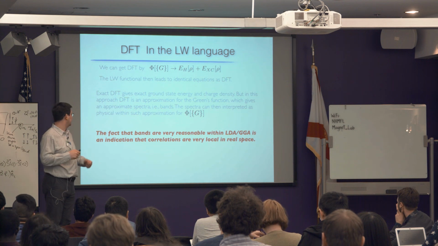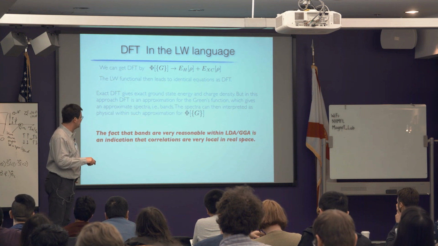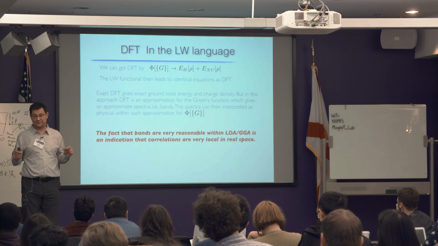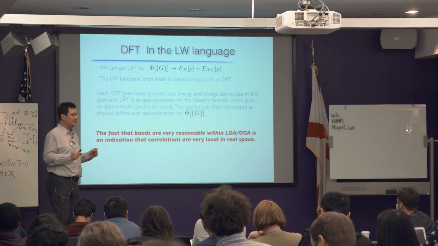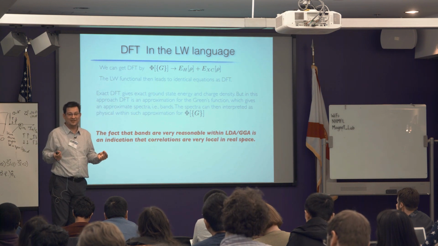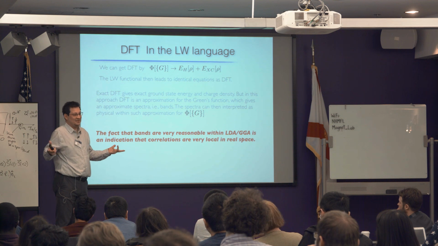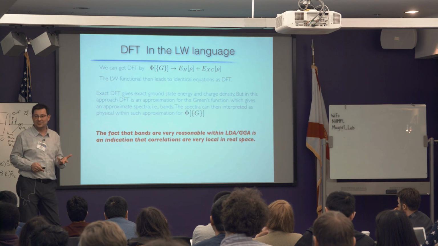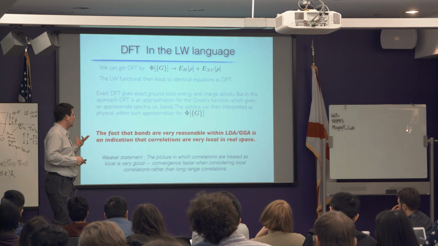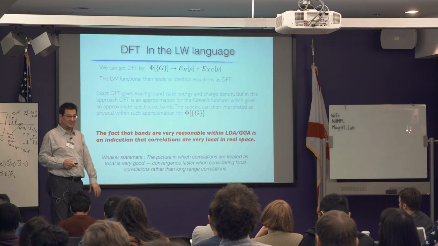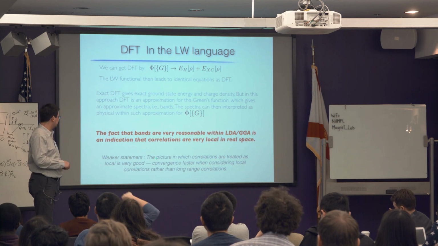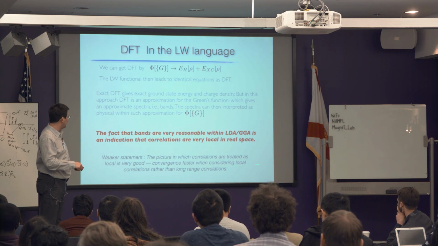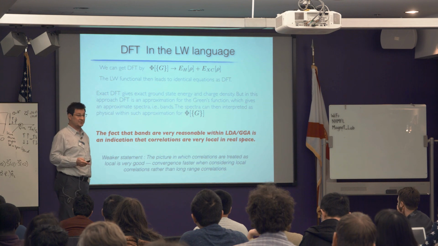Now we make a conclusion. The fact that the bands are very reasonable within LDA and GGA is an indication that correlations are very local in real space. Okay? So the fact that LDA bands do make sense, although in theory it doesn't look reasonable that you should ever look at them, but they do look reasonable. So that means that correlations are very local. So at least the local correlations are the ones that you should take into account first. Okay? So a weaker statement: the picture in which correlations are treated as local is very good. So convergence can be achieved faster when considering local correlations rather than long-range correlations.